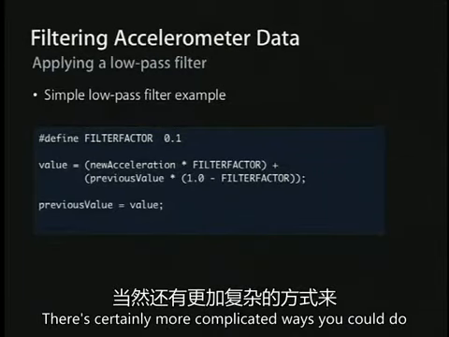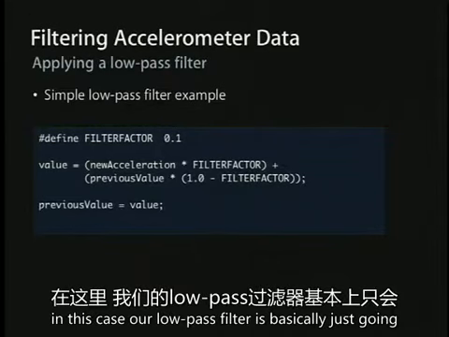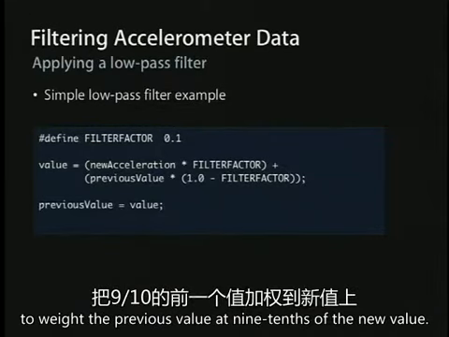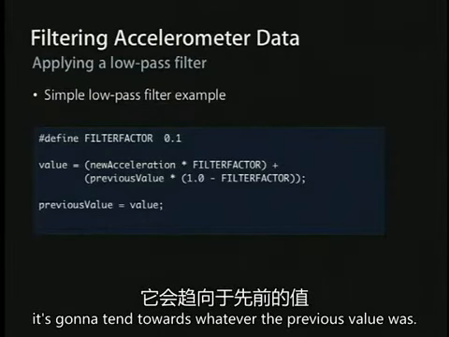There's certainly more complicated ways you could do this kind of thing. This is a super simple example. In this case, our low-pass filter is basically just going to weight the previous value at 9/10 of the new value. So as the value is changing over time, it's going to tend towards whatever the previous value was.